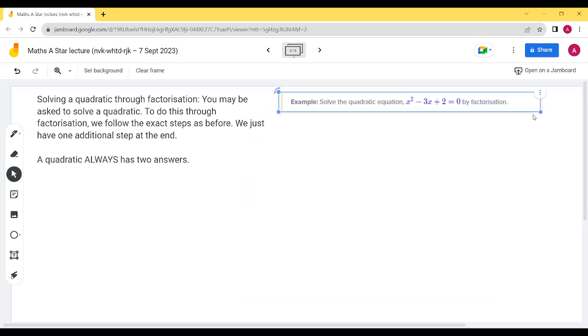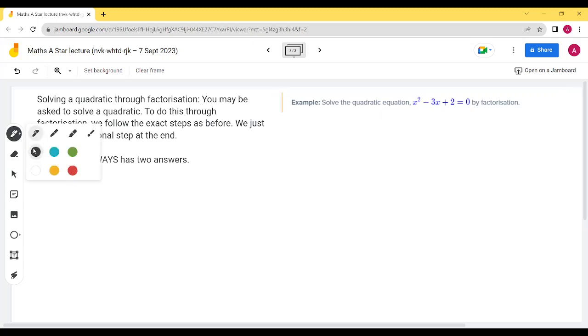So we've got solve the quadratic equation x squared minus 3x plus 2 equals 0 by factorization. So you can see it looks like what we had before, but we've just got equals 0 on the other side. Now, a quadratic equation, before you solve it, always has to equal 0. So if it said equals 4, you'd have to take 4 away. It always has to equal 0 in order to solve it. But the first stages we do are just the same as before. We're just going to worry about this part of the question.